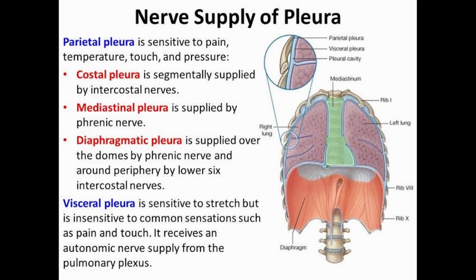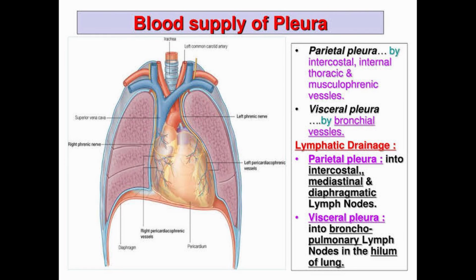Now we discuss the blood supply and the lymphatic drainage of the pleura. Firstly, the parietal pleura is supplied by the intercostal, internal thoracic and musculophrenic vessels, and the visceral pleura is supplied by the bronchial vessels. The lymphatic drainage of the parietal pleura is into the intercostal, mediastinal and diaphragmatic lymph nodes, and the visceral pleura drains to the bronchopulmonary lymph nodes in the hilum of the lungs. So this is the blood supply and the lymphatic drainage of the pleura.